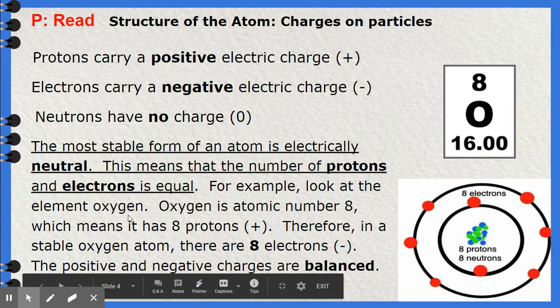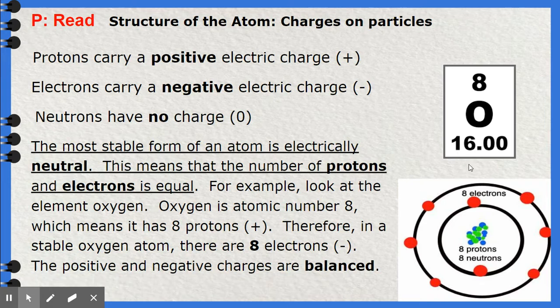For example, look at the element oxygen. Oxygen's atomic number is 8, which means it has 8 positive protons. Therefore, in a stable oxygen atom, there are 8 electrons. The positive and negative charges are balanced. Okay, so again, to have a neutral atom, your number of protons will equal your number of electrons.